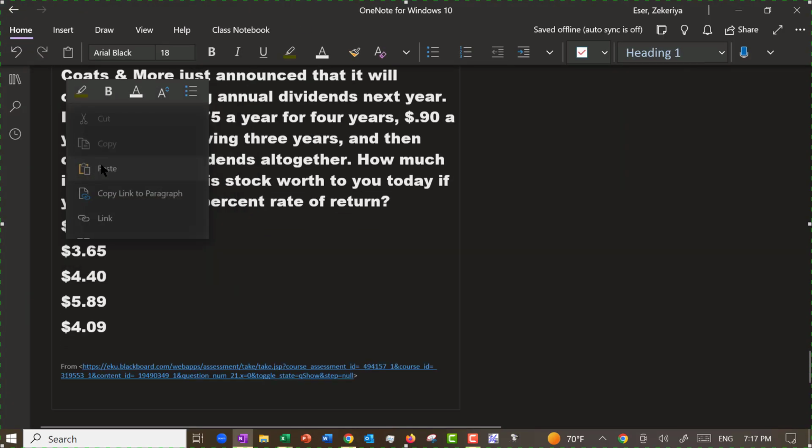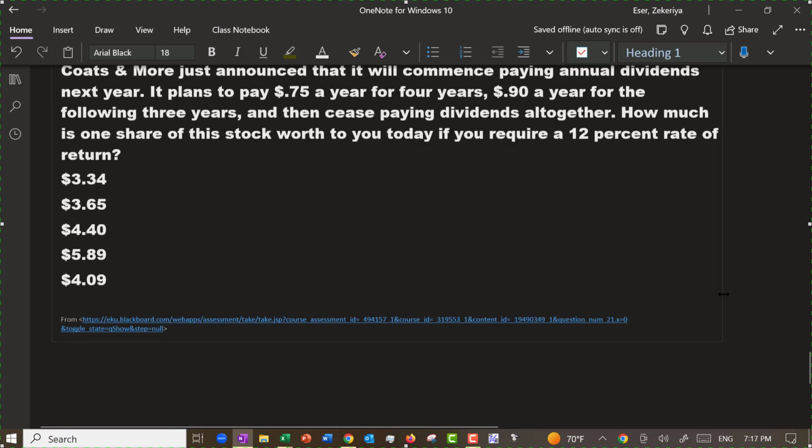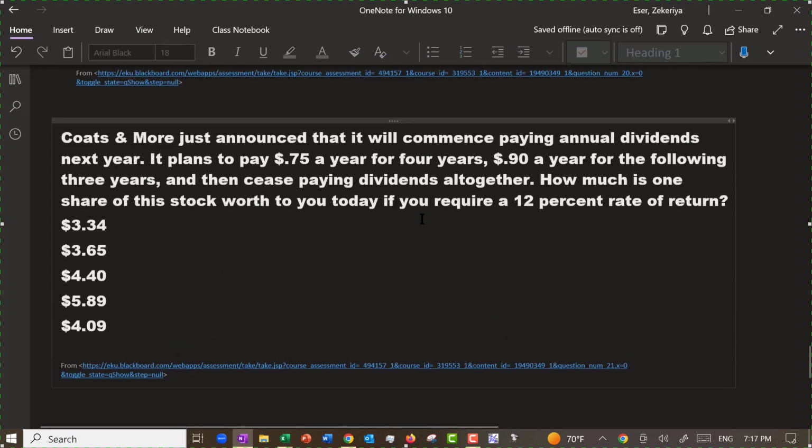Okay. They're going to commence paying annual dividends. It plans to pay 75 cents for 4 years, 90 cents a year for the following 3 years, and then cease paying dividends altogether. How much is one share of stock worth to you today if you require 12% rate of return?